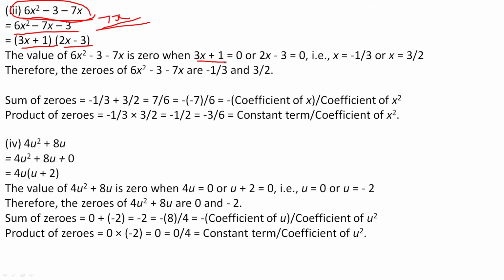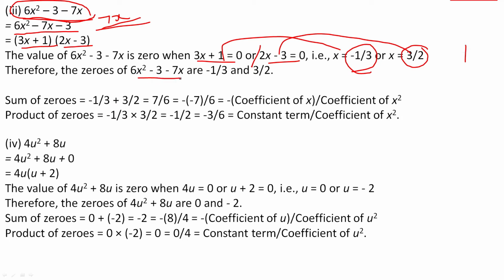So 3x plus 1 is equal to 0 or 2x minus 3 is equal to 0. From here we will get x is equal to minus 1 by 3, and 2x minus 3 is equal to 0, so x is equal to 3 by 2. So two values you are getting, x is equal to minus 1 by 3 and x is equal to 3 by 2. Therefore the zeros of the quadratic equation 6x square minus 3 minus 7x are minus 1 by 3 and 3 by 2. Now the sum of its zeros and product of its zeros.